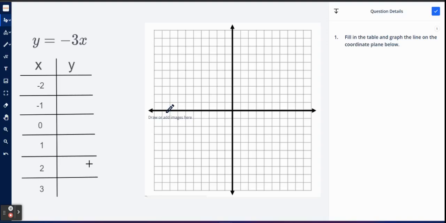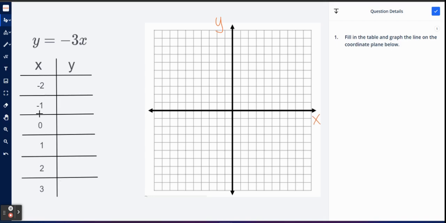Today's video, we are going to be graphing functions on a coordinate plane, and more specifically, linear functions. This is the linear function we are going to be graphing, y equals negative 3x. And here is our coordinate plane, our xy axis. Remember, this is the x axis, this is the y axis, and we're going to use the points, the coordinates, to graph and see what our function looks like.